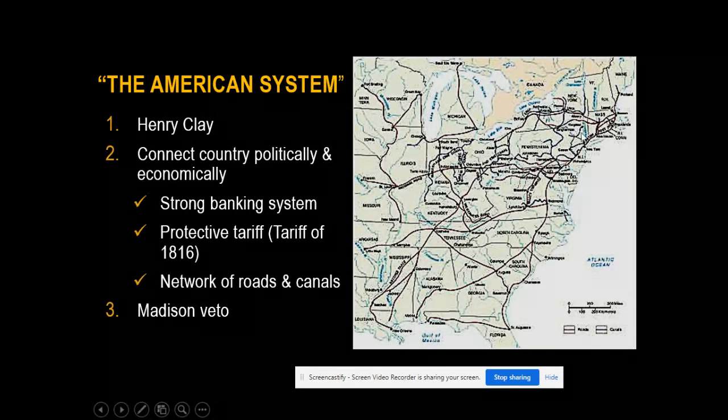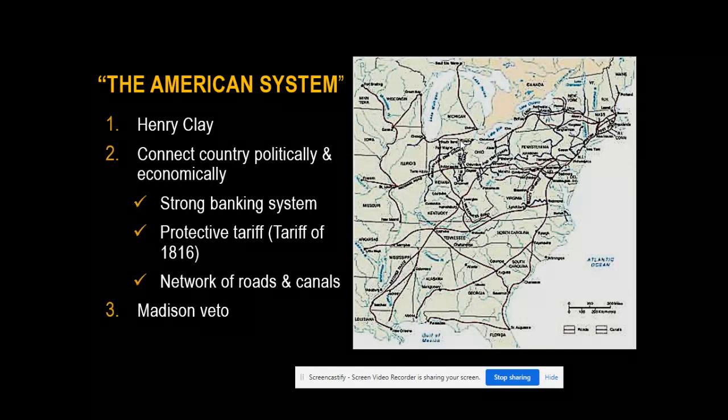The northern industrial economy is like an infant in its crib. It's intended to protect it from the already more developed industrial system in England. And then a network of roads and canals.